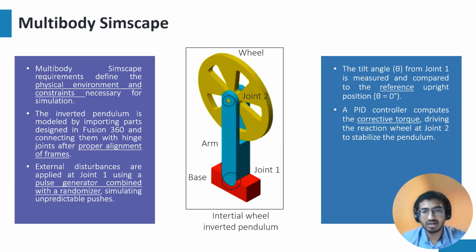pushes. Tilt angle theta from joint 1 is measured and compared to the reference upright position, that is, theta equal to 0 degrees. A PID controller computes the corrective torque, driving the reaction wheel at joint 2 to stabilize the pendulum.